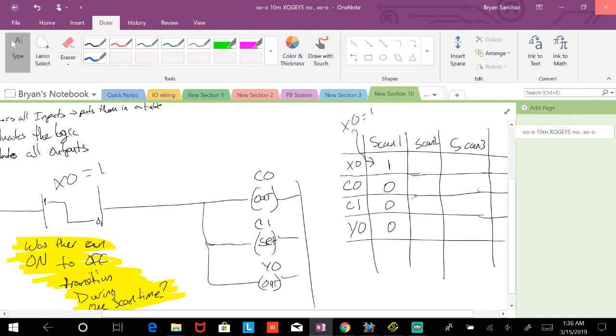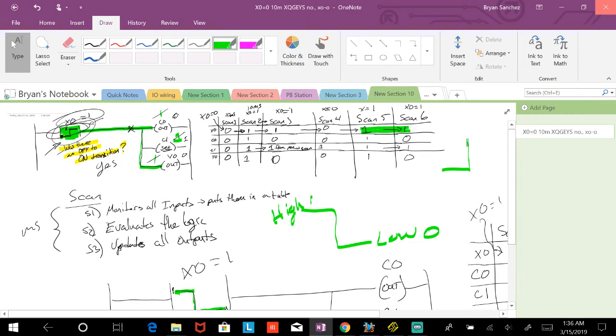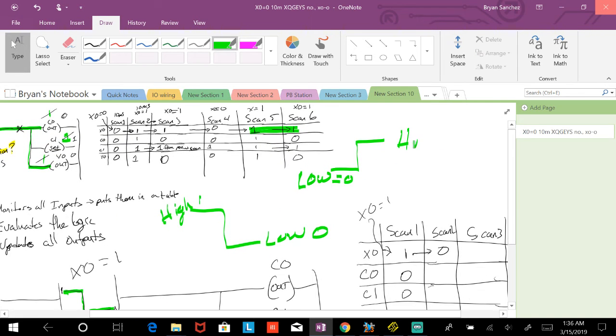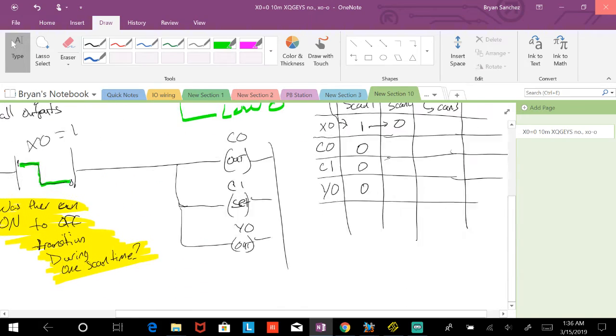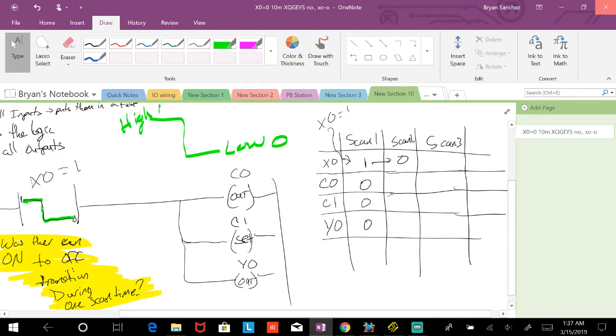Now, all of a sudden, I changed my switch from 1 to 0. Notice that I went from 1 back to low, 0. This symbol means high, or 1, and this is low, meaning 0. The other one was the other way around, like this: low, or 0, to high, meaning 1. So it went from 1 to 0. The switch turned off during that scan time.